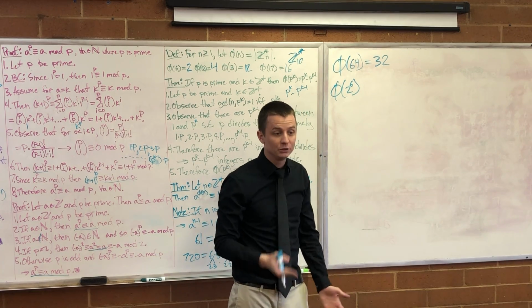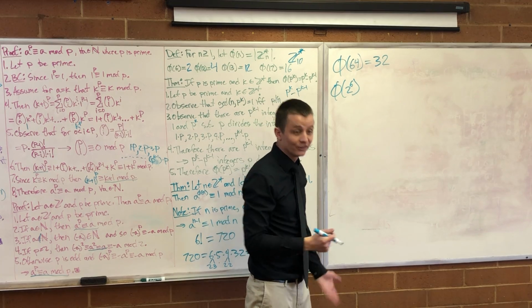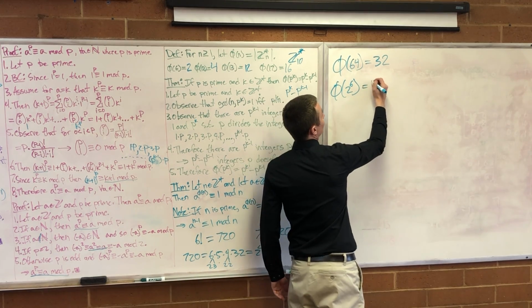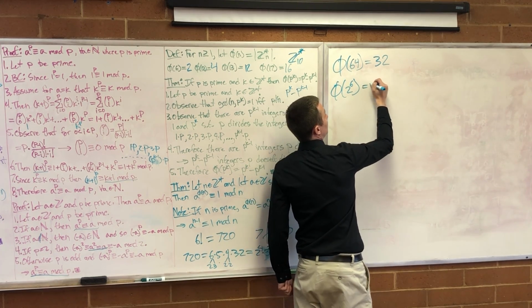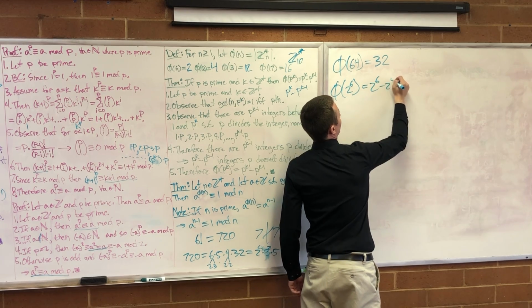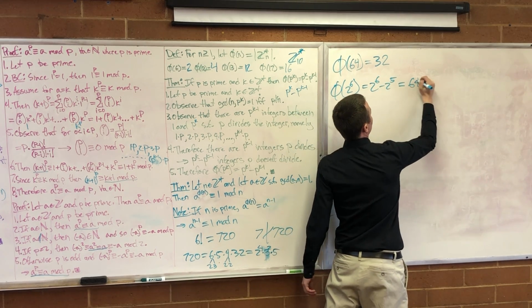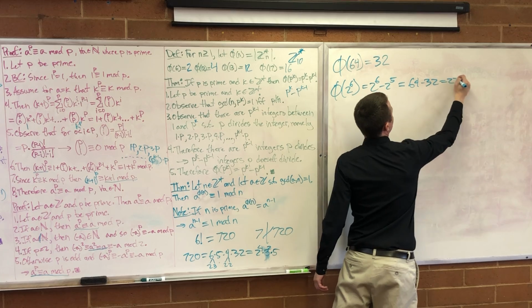How many odds are there between 1 and 64? 32, half of them. Now we could have also called this 2 to the 6 minus 2 to the 5, which is equal to 64 minus 32, which is 32.